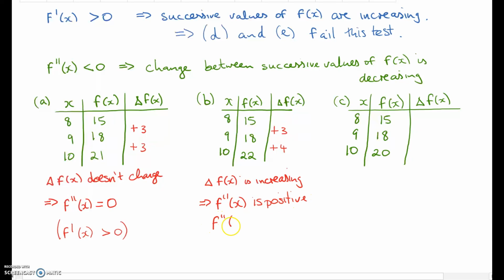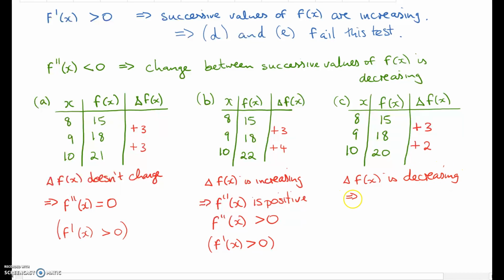Now, if delta f of x is increasing, that means the second derivative is positive. So another way of saying that would be f double prime of x is greater than 0. And again, as in all of these cases, f prime of x, the first derivative, is always positive, simply because f of x, the second column here, is always going up. In the third example, in part C, the change in f of x between x is 8 and x is 9 is plus 3. And then here, the change in f of x is plus 2. So if we look at this column, delta f of x is actually decreasing.